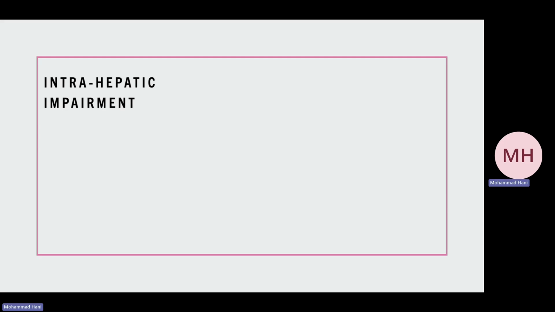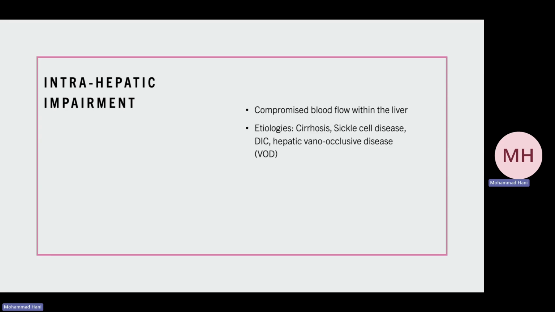Now, for intrahepatic impairment, this basically involves all the vessels within the liver and compromised blood flow within the liver. Etiologies are cirrhosis, sickle cell disease, disseminated intravascular coagulation, and hepatic veno-occlusive disease. Now, what happens in cirrhosis? That's the most common cause.